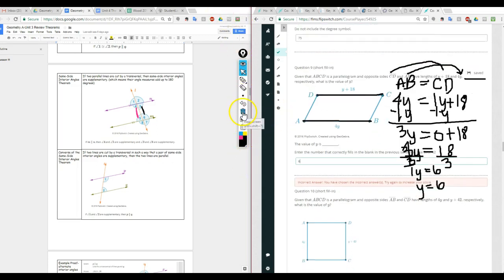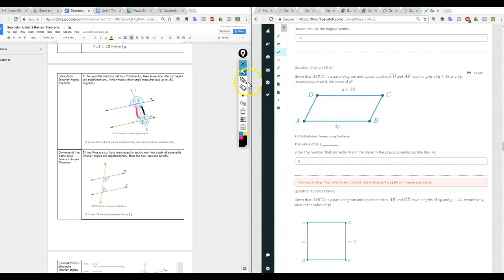And that is how we would go through those types of questions. So ask yourself, what did they give me and how are they related?